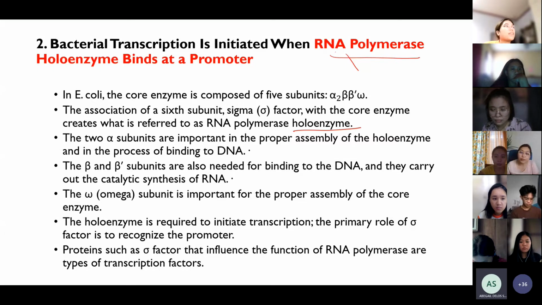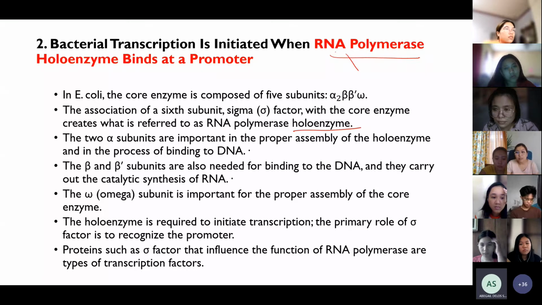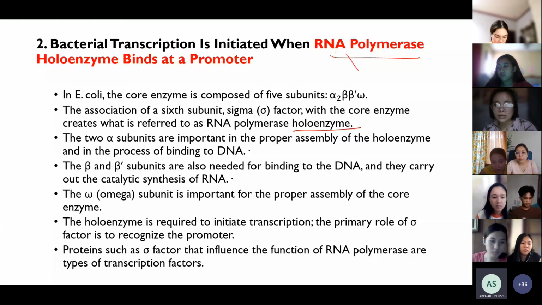The primary role of our sigma factor is mainly to recognize our promoter. So take note, the alpha units are for assembly and binding. Beta subunits are also needed in binding, but they carry out catalytic synthesis. The omega subunit is needed for the core enzyme assembly. And this holoenzyme altogether, these 6 subunits, would initiate the transcription. So proteins such as our sigma factor would influence the function of our RNA polymerase.